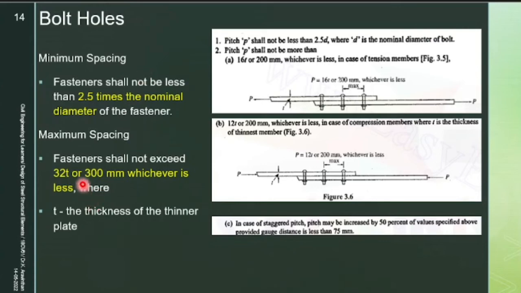When you are using in tension, the first point is 2.5 times dia, and the second point is that for tension members, the spacing should not go beyond 16 times T or 200 mm. If you are using a tension member and want to connect it, the pitch should be 16 times T or 200 mm. So this is the pitch. And if you are using a compression member, it should be 12 T or 200 mm, whichever is lesser.